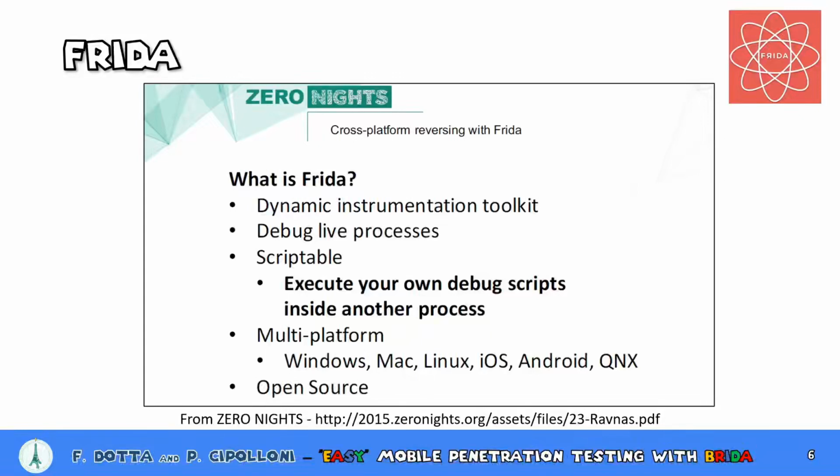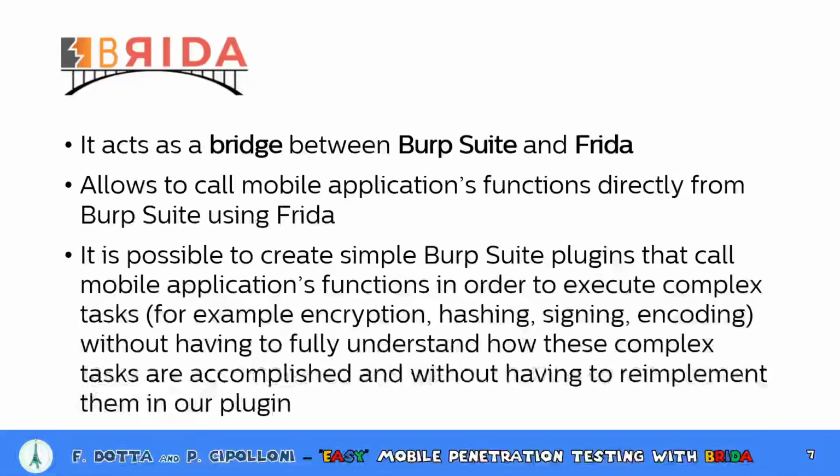Frida is a dynamic instrumentation toolkit that allows you to debug live processes and that is scriptable. So it's possible to execute our own debug scripts inside other processes on multiple platforms, among them Windows, Mac, Linux, iOS, and Android. Frida is open source and is becoming the de facto standard for this kind of analysis too.